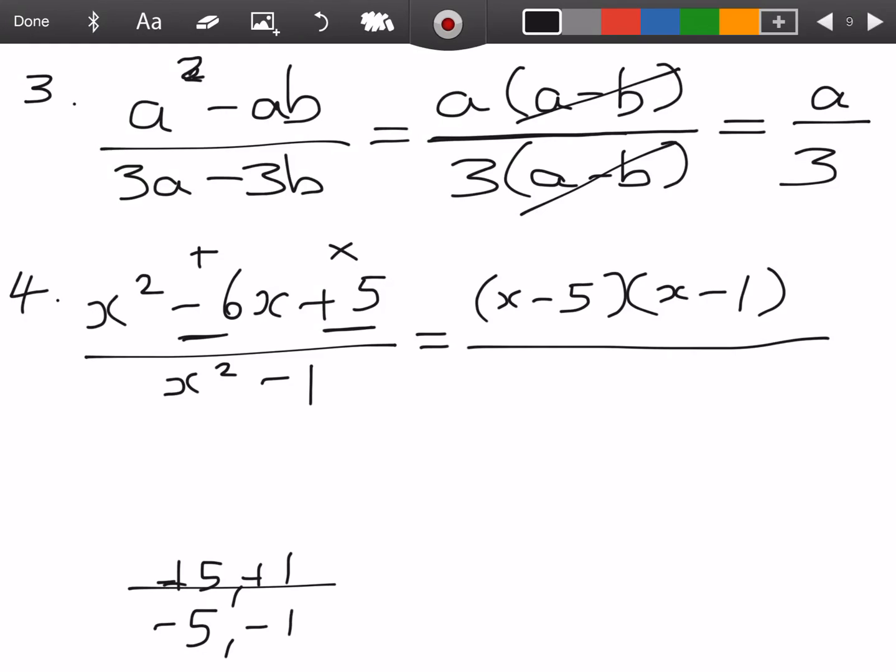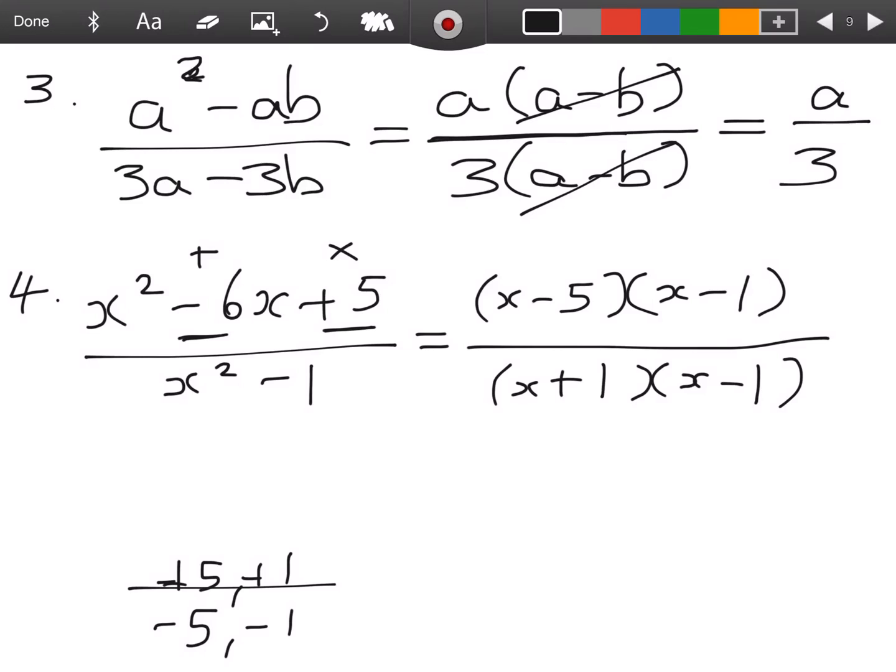On the bottom, is there a common factor? No, there's not a common factor, but we can still factorise. I'm hoping you're working a wee step ahead. It's a difference of two squares. X times x gives us x squared. What number do we square to get 1? 1 times 1 is 1. Wonder if I caught some of you out there.